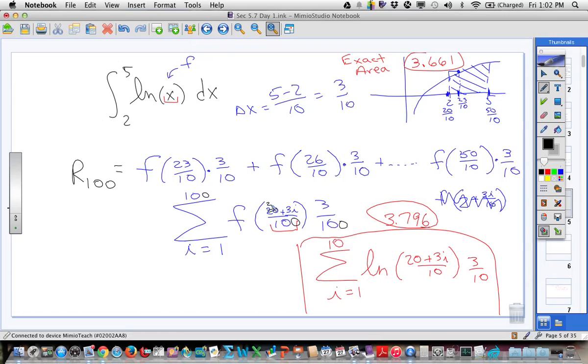That would change to 200, right? Because this would be 200 hundredths, and our width would be 3 hundredths. So our first width over would be 203 hundredths, 206 hundredths. So this would be 200 plus 3i. Okay, put that in as your sigma. Now, just change those numbers.